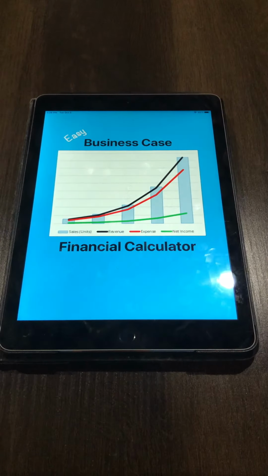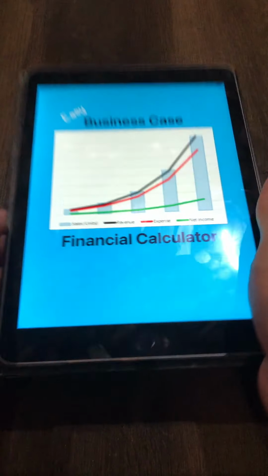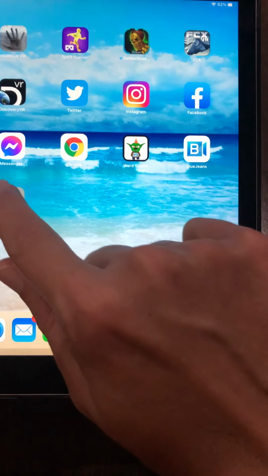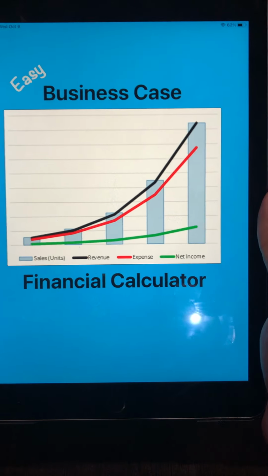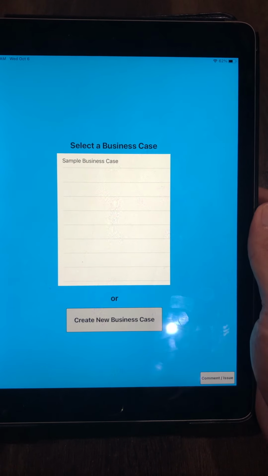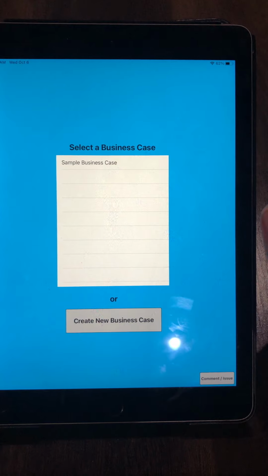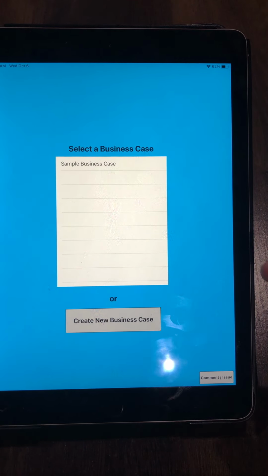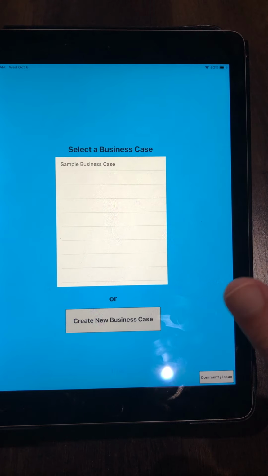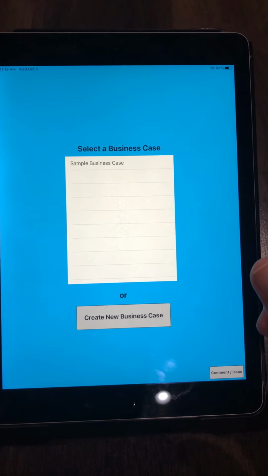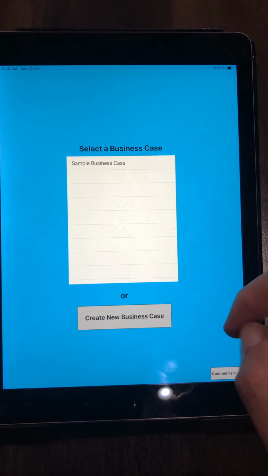Okay, now let's get into the actual model. I'm going to come here and I am going to load it up. When you first come in, you'll have a simple business case that you can go and look at to see if this app's right for you before you actually buy. If you decide to buy, the app is relatively cheap, probably the cheapest thing you're going to encounter in developing a business case. It's only $2.99.